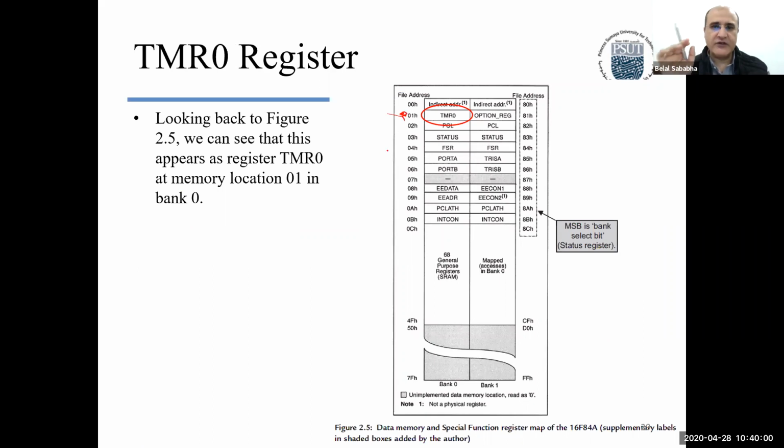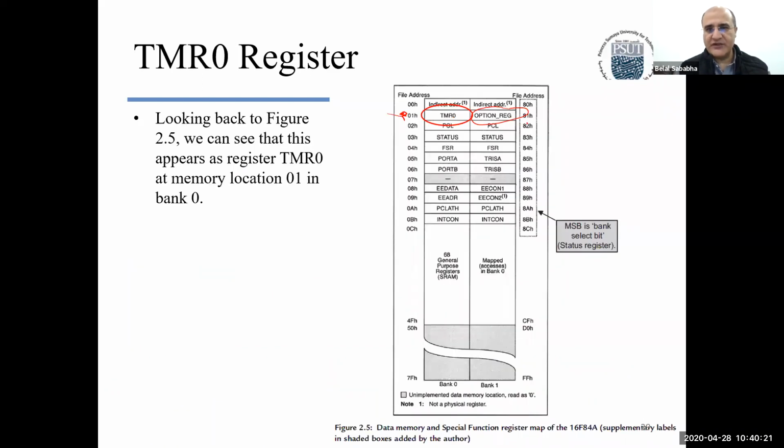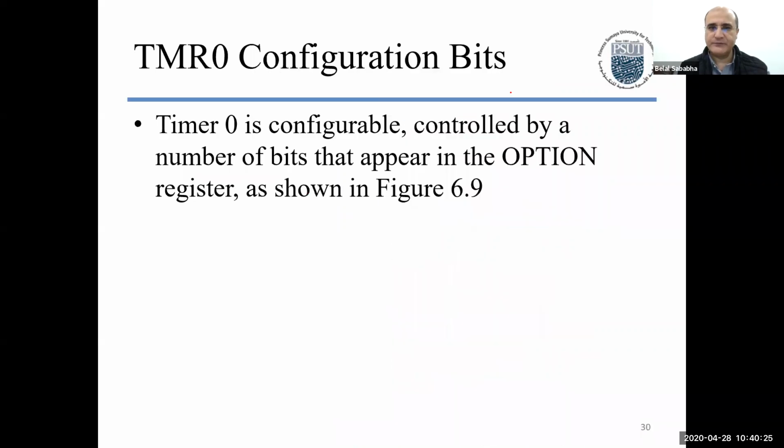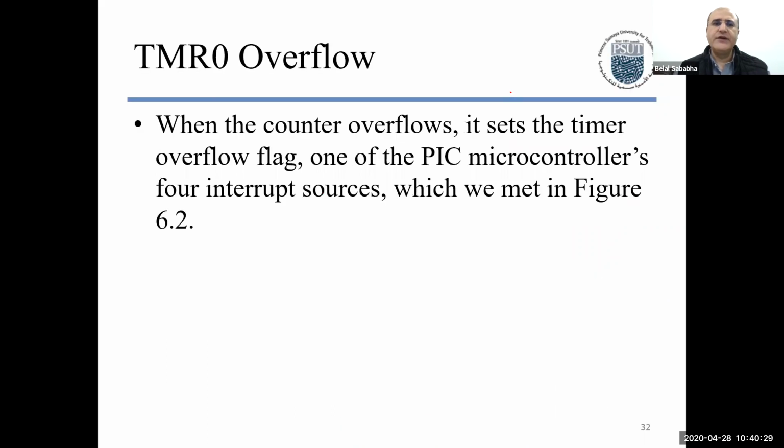Well, it's a register, a special function register. Its value is displayed at address 01 in bank 0 of the data memory. And we saw that the option register has the bits that control this clock that increments timer 0. The option register is also present at address 1, but in bank 1 of the data memory. And we looked at the option register.